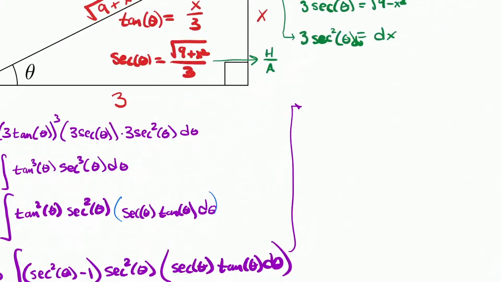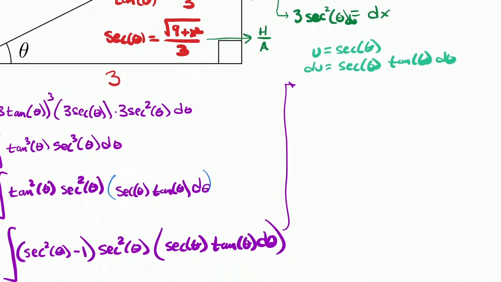Oh, the substitution now. I think I can do it. u is equal to secant, du is secant tangent d theta. So that was sort of the goal of rearranging things down there, is to get it to look like this. So let's make that substitution.